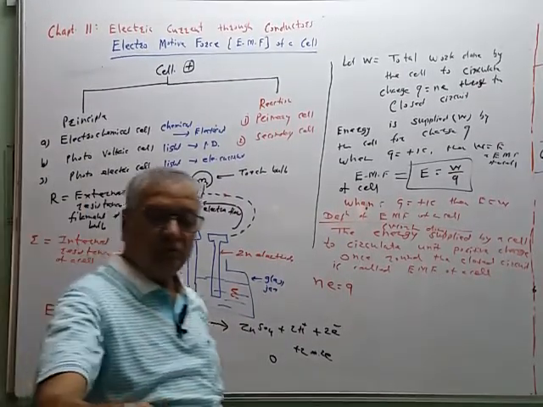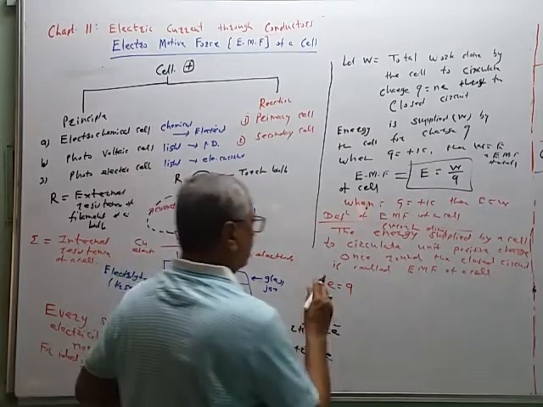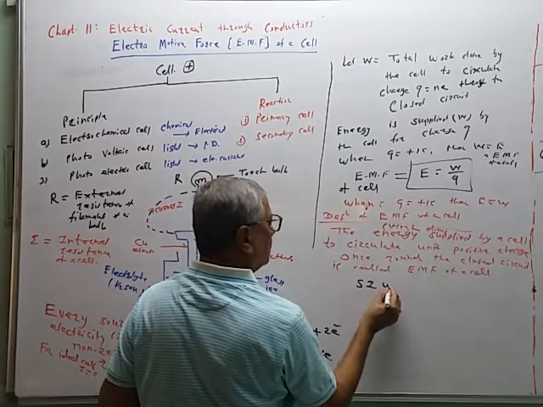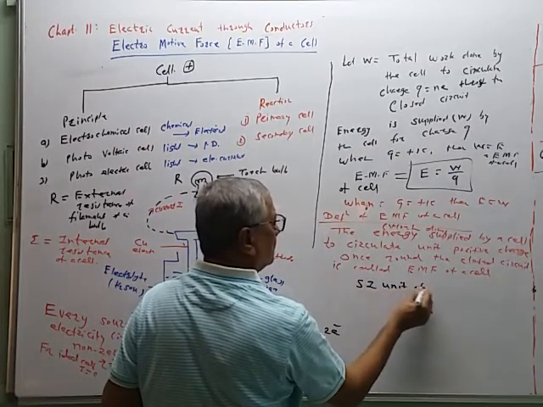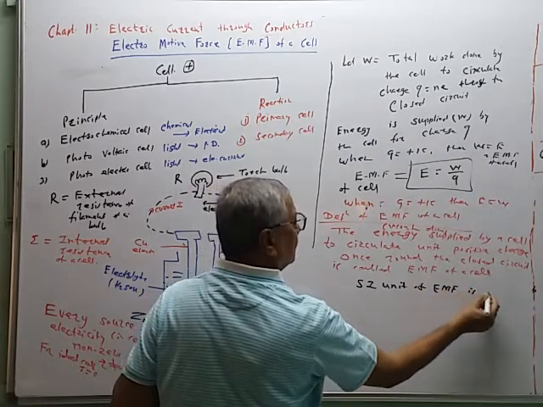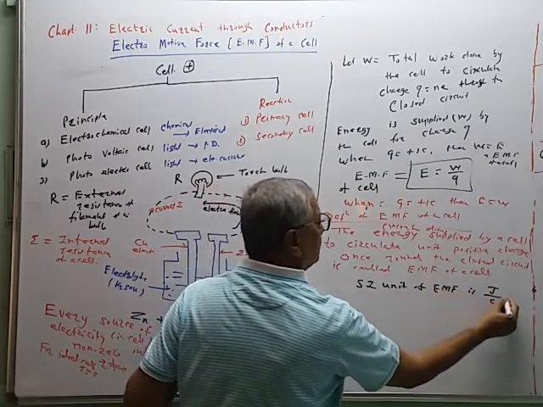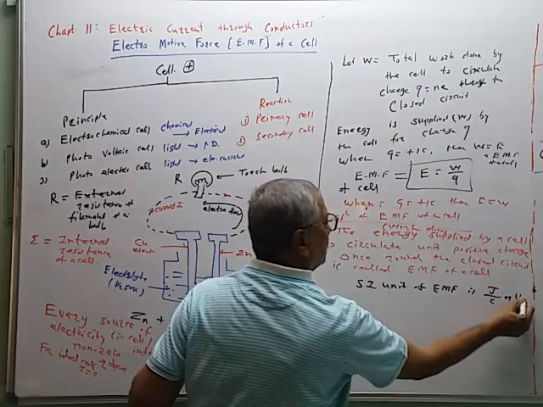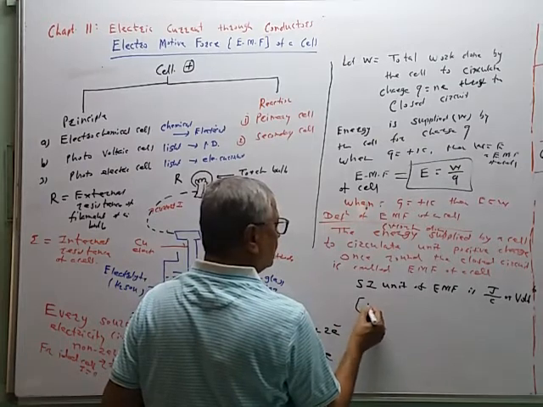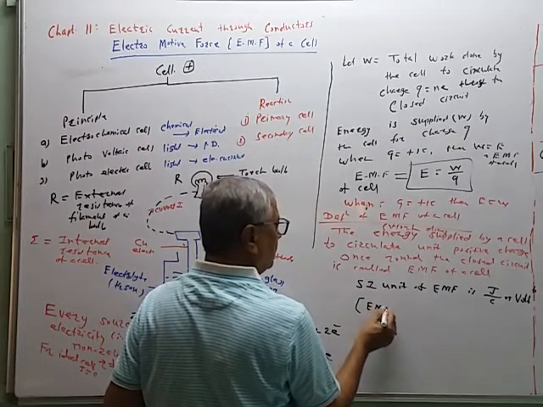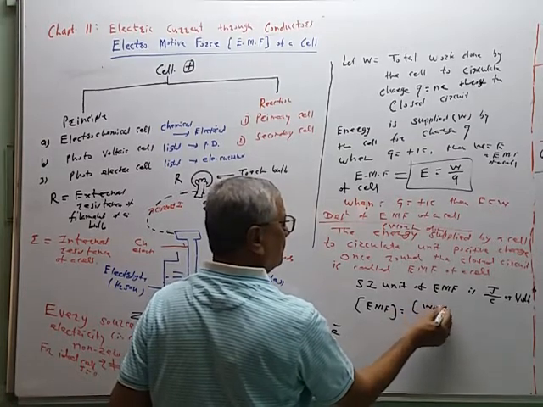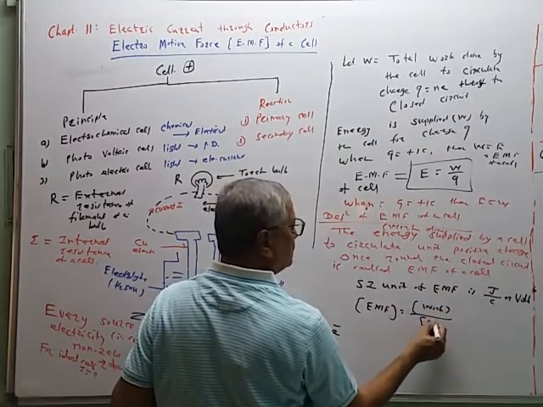Now we can give the SI unit. SI unit of EMF is joule per coulomb, or it is also called a volt. So we can give the dimension also. Dimensions of EMF, or voltage, is equal to dimensions of work done upon dimensions of charge.